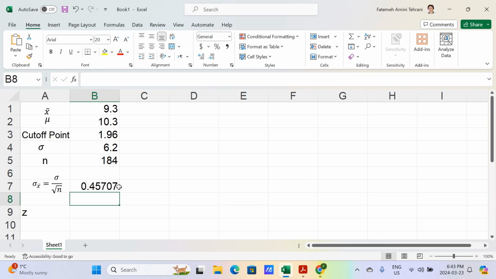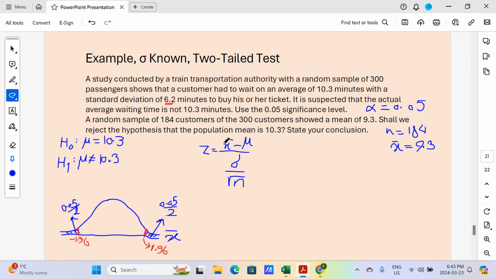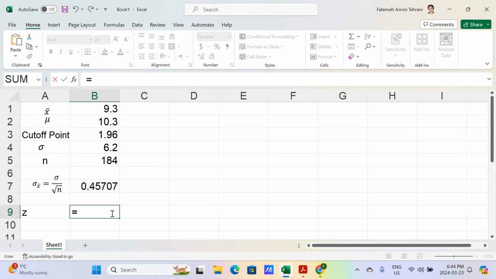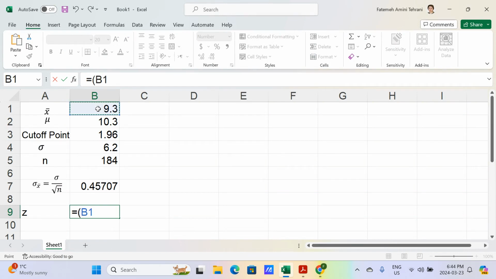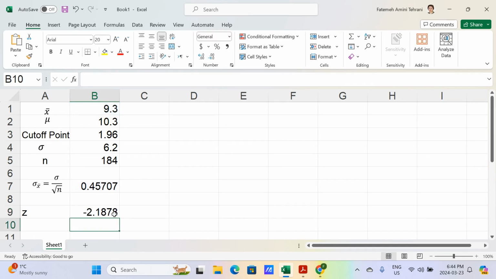So we get 0.45700. Now by using the formula for Z, Z is X bar minus mu over sigma over square root of n. We already calculated sigma over square root of n. Now I just need to calculate Z. To find Z, I need a bracket here: X bar minus mu, 10.3, divided by sigma over square root of n. We already have the number here. Enter. Okay, we get minus 2.18.